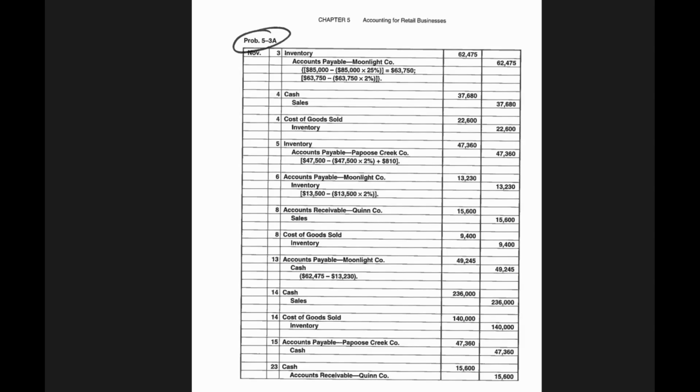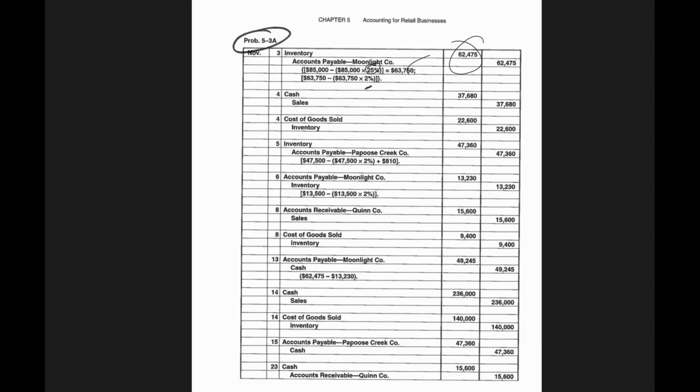So the first thing is there's a trade discount, so right away we take 25% off. So now we're down to $63,750. Take 2% off of the $63,750 for the 2% discount, and we're going to record it at $62,475. Debit to inventory and credit to AP.